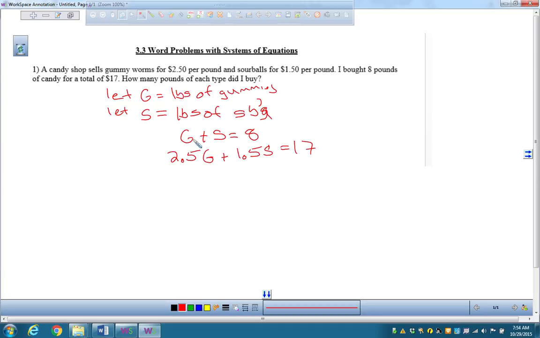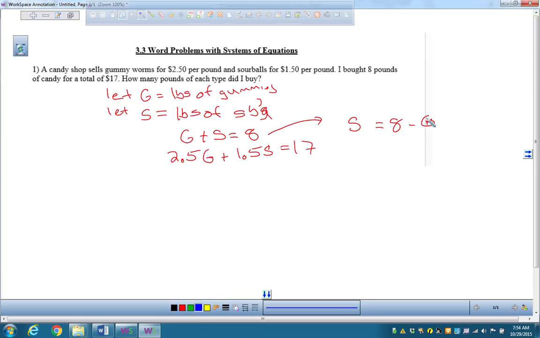So if I solve this for G or S, let's just solve it for S, right? I get S equals 8 minus G. You guys understand that? Okay, that's a G. It looks like a 6. I subtracted G from both sides, or I could subtract S from both sides. Doesn't really matter.